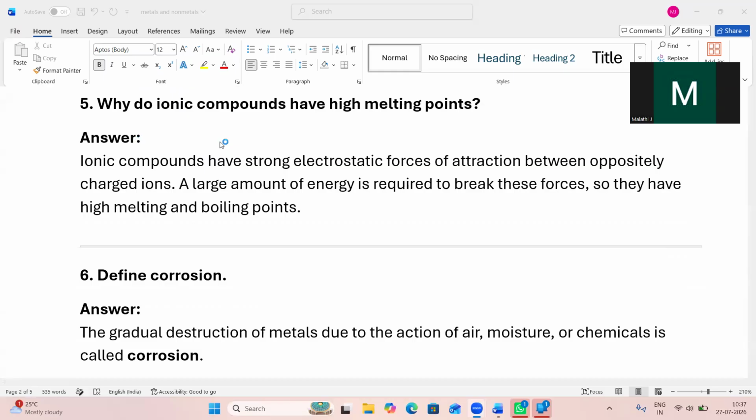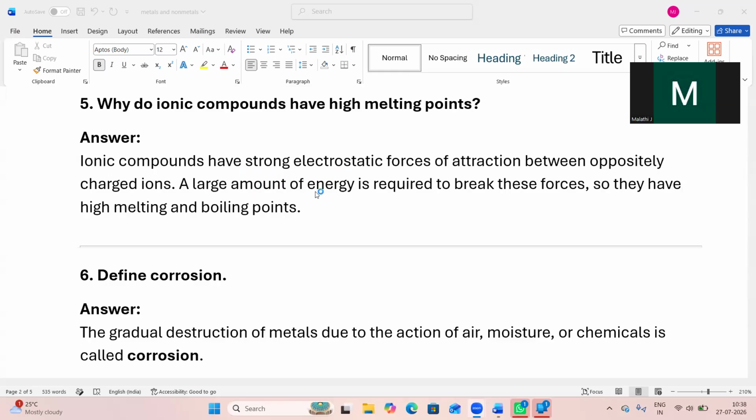Then the next question: why do ionic compounds have high melting points? Ionic compounds have high melting points because we already studied that ionic compounds have a strong electrostatic force of attraction. Why will a strong electrostatic force of attraction be present? Because of oppositely charged ions. Positively and negatively charged ions will be present, like H plus and OH minus ions in water, so there is a strong force of attraction between those ions.